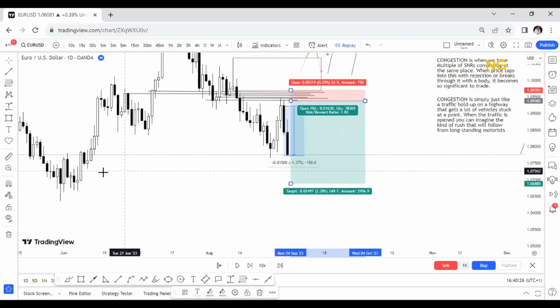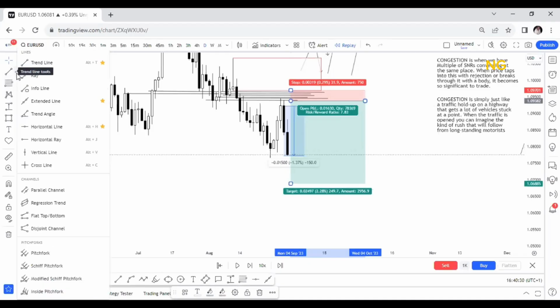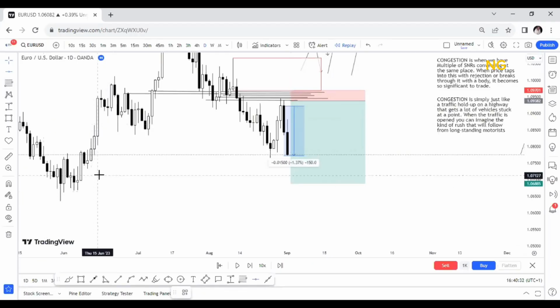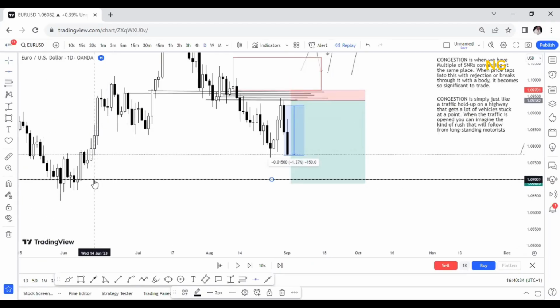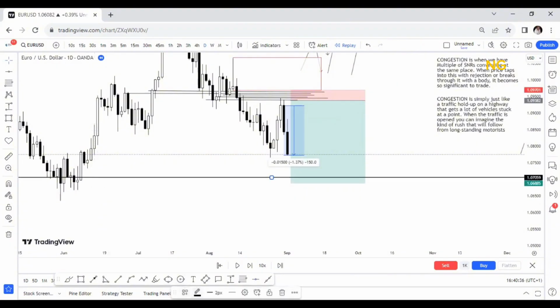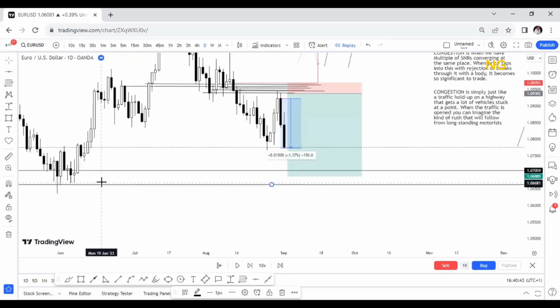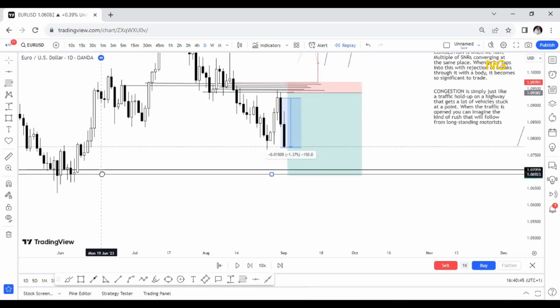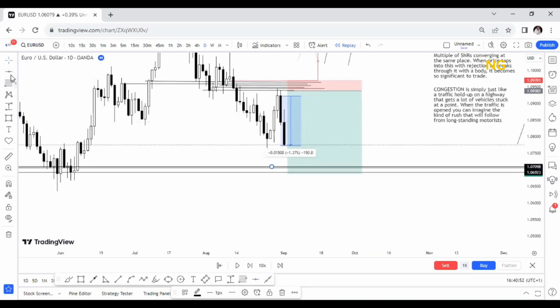So like here, we are having, of course, more congestion here too, more congestion from here, congestion from there. Can you imagine what will happen here? Price will likely bounce here, likely bounce here. Imagine 1, 2, 3, 4, 5, 6.